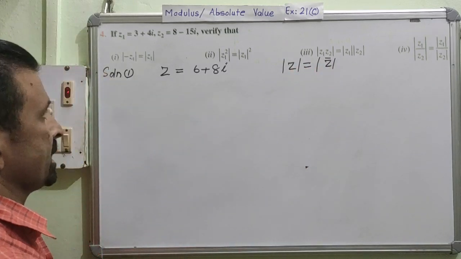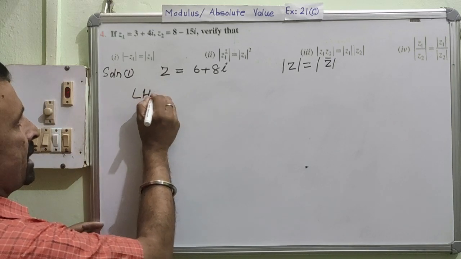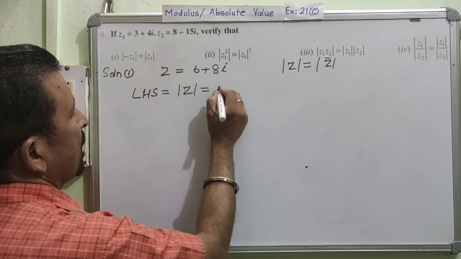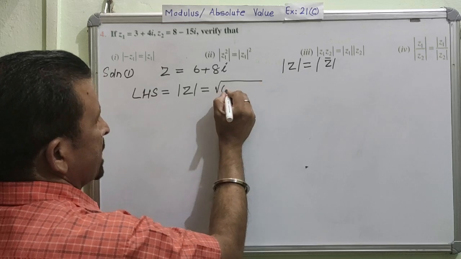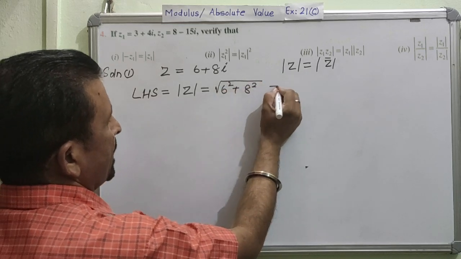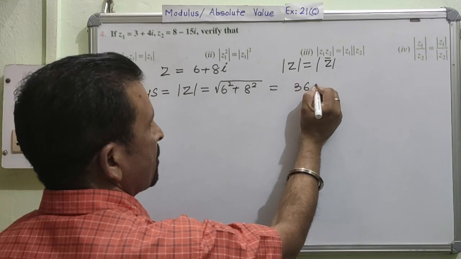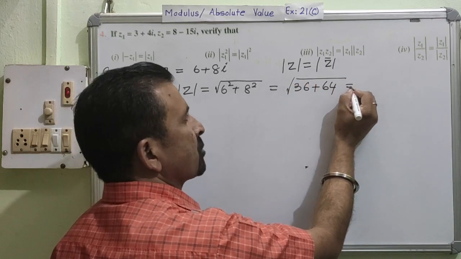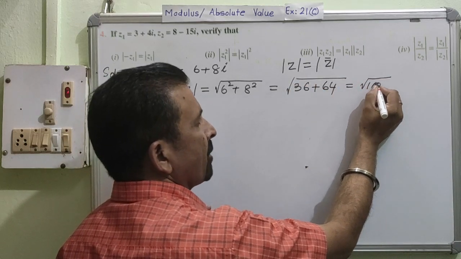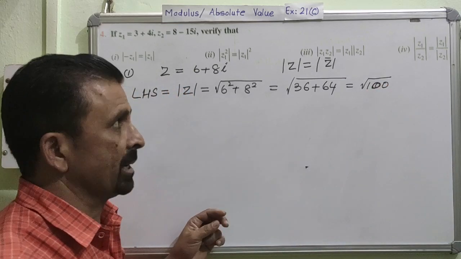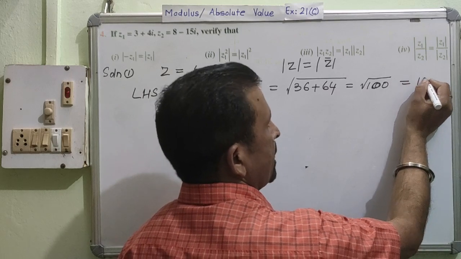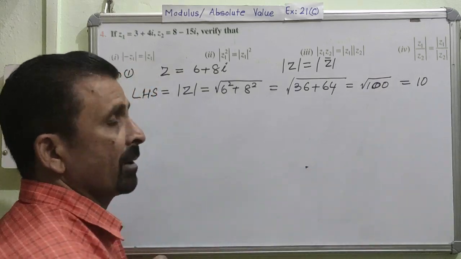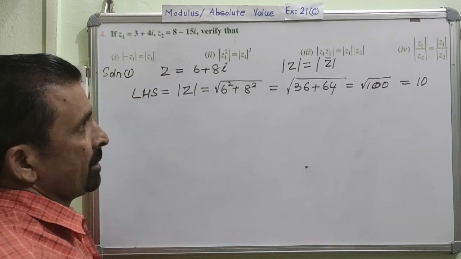So let us find it out. It's very simple. First of all, we are going to calculate the left hand side. This left hand side is equal to modulus of z, that we can calculate as root over 6 square plus 8 square, which is equal to root over 36 plus 64. The sum of these two numbers will come as root over 100. 100 is a perfect square number, and its square root will be equal to 10. Now look here. Since we are calculating the absolute value, we will have only one value. Is it okay? Now this is the value of your left hand side.